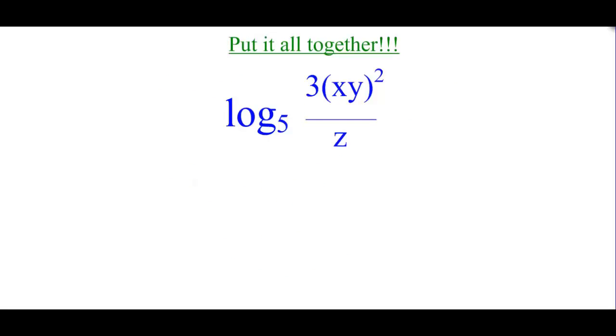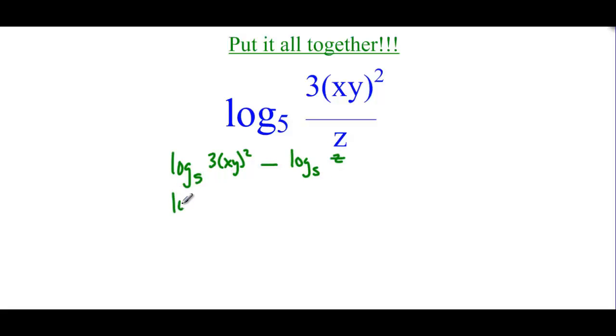In our last example, I want you to put all the rules together to now expand our log to multiple logs. So how do you know how many logs you should have when you're done? Well, what I do is I count how many terms I have. So if I look, I have a 3 times I have an x, a y, and a z. So that's 4 terms. So that means I'm going to have 4 logs when I'm done. And for us, we always want to start with the division first. So I'm going to separate that into a log of the numerator, so 3xy squared, minus log base 5 of the denominator. That's the first thing you want to do.